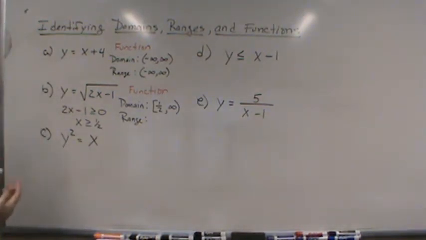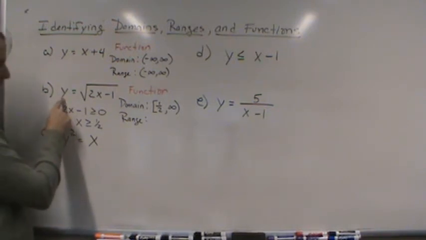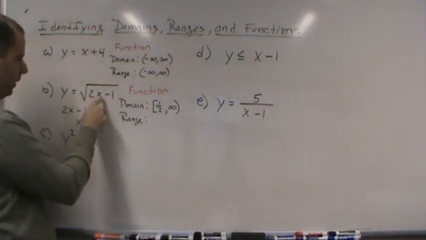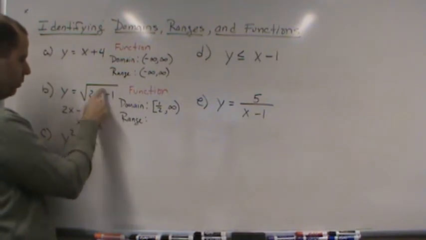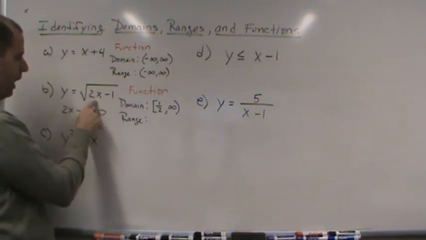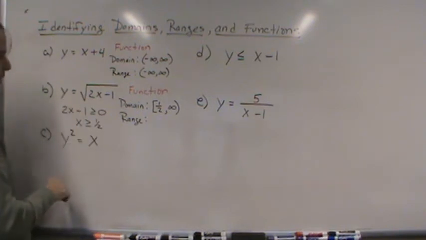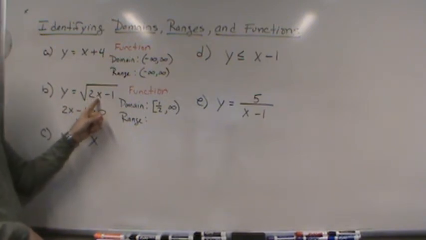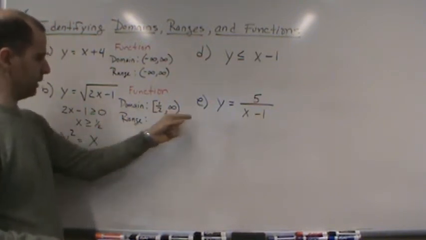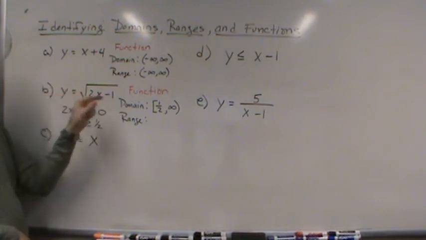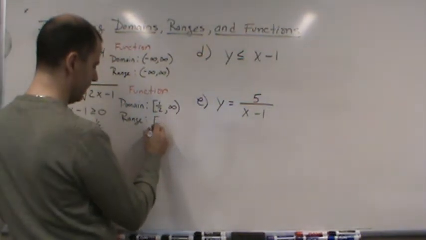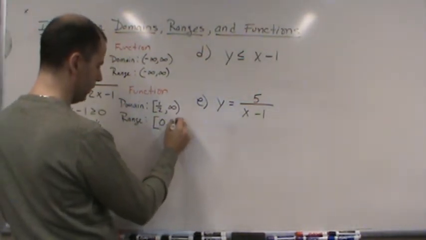Now, what's the range? What happens to y? When x is 1/2, this is 0. And then as x gets bigger, y is also getting bigger. So what's the smallest value that y can be? Y is going to be 0 when x is 1/2, and then as x gets bigger, y is going to be positive and getting bigger as well. So the range in this case goes from 0 to positive infinity.